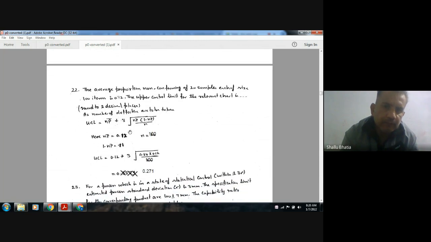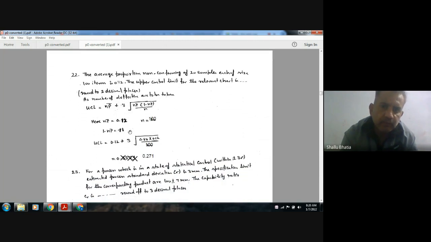Next, the average proportion non-conforming of 20 samples, each of size 100 items, is 0.12. The upper control limit for the relevant chart, rounded off to 3 decimals, is dash. Okay, so the average fraction defective is given, so NP bar is 0.12.